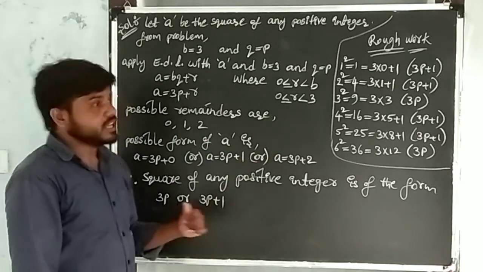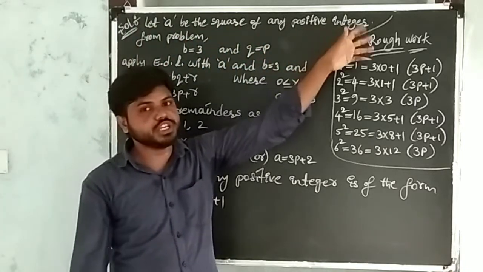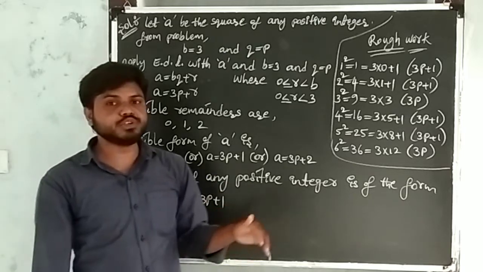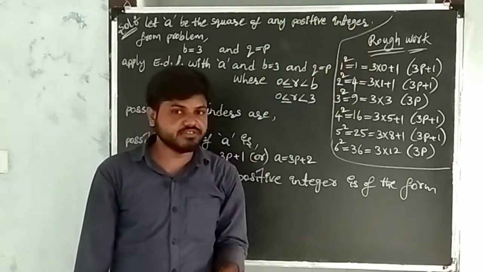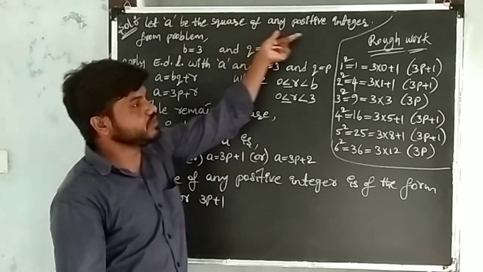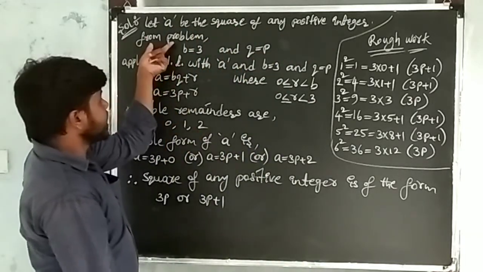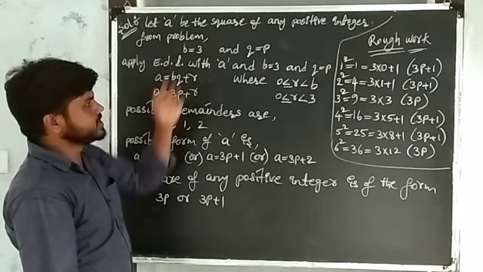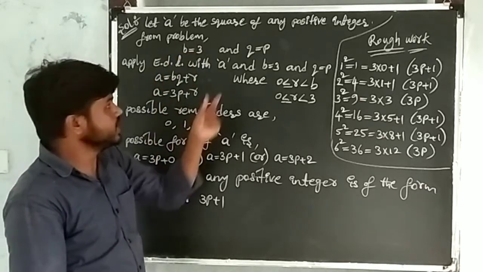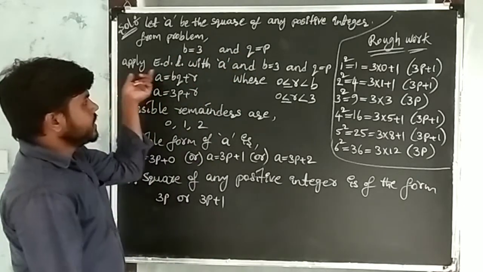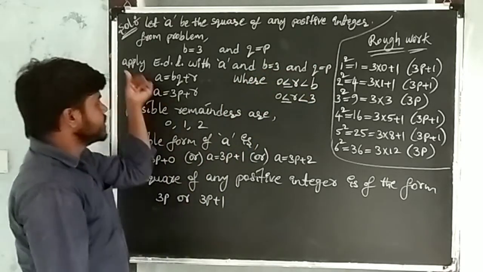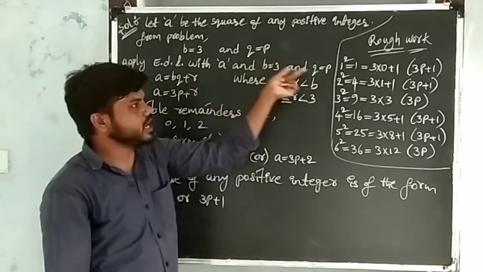I am repeating. Let a be the square of any positive integer, because we have to show that the square of any integer is of the form 3p or 3p plus 1. That's why I take a as the square of any positive integer. From the problem, the divisor b value is 3 and the quotient is p. Apply Euclid division lemma with a and b and q.